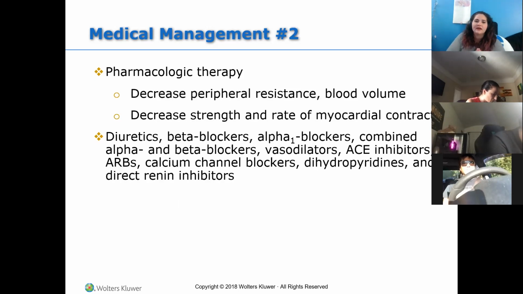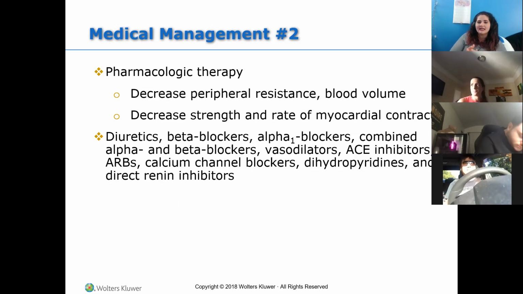Next, medical management, we have pharmacologic therapy. We decrease the peripheral resistance, which is the blood volume, and we decrease the strength and rate of myocardial contractions. These meds are diuretics, beta blockers, alpha-1 blockers, combined alpha and beta blockers, vasodilators, ACE inhibitors, ARBs, calcium channel blockers, dihydropyridines, and direct renin inhibitors. So these are the drugs that are going to lower the pressure.